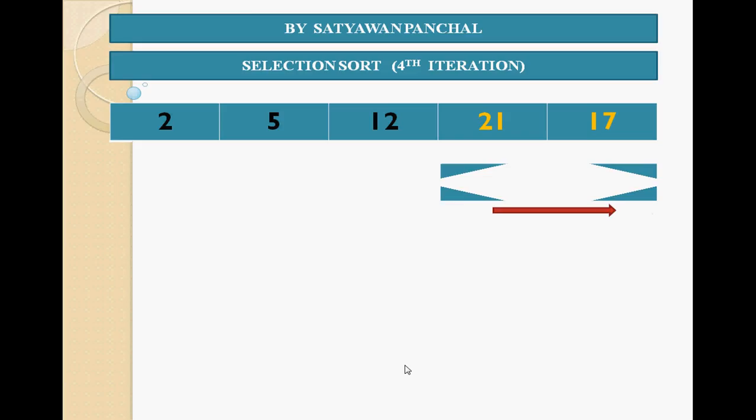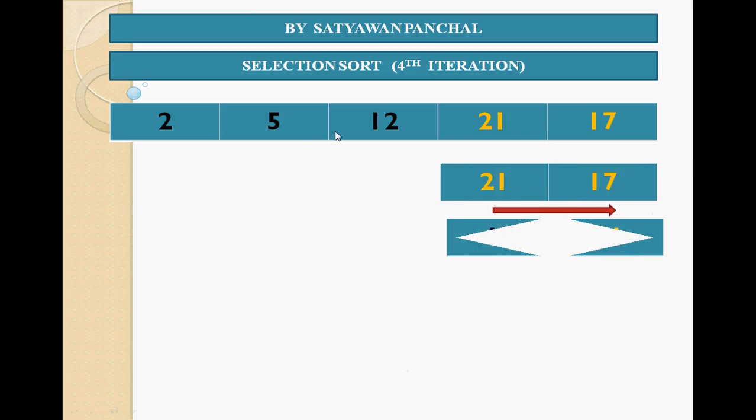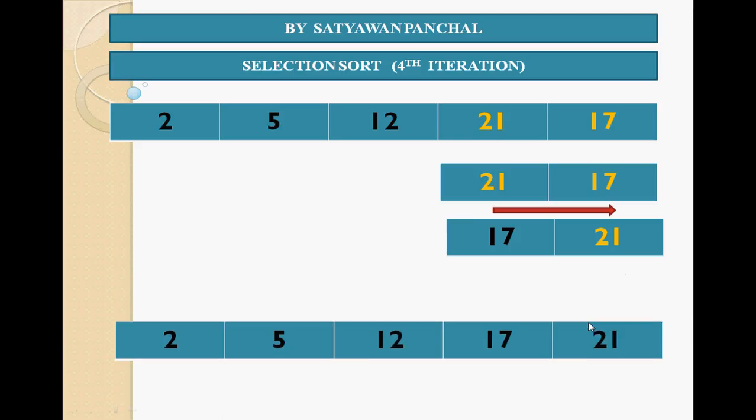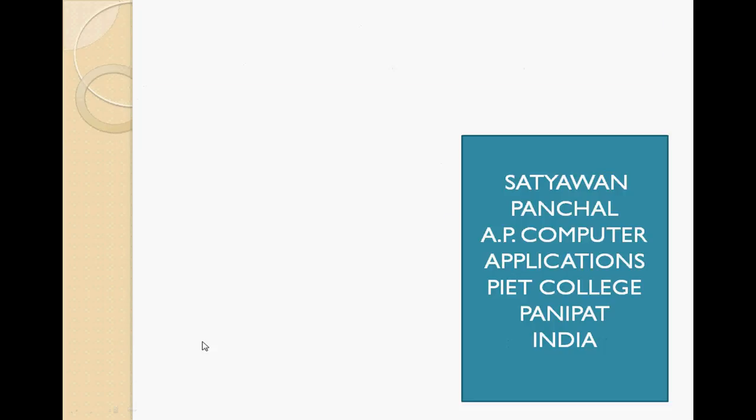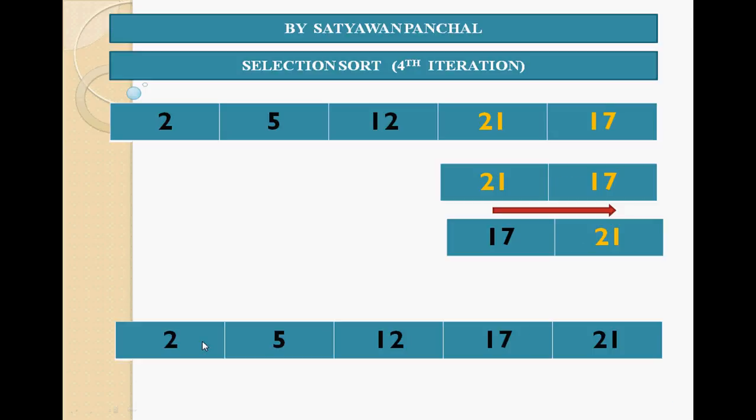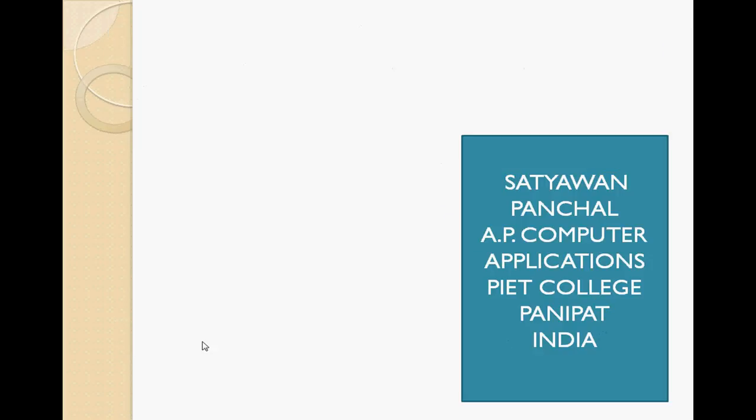Now in the last iteration I will be having elements this way. 2, 5, 12 are already sorted, so 21 and 17 are left. 21 is compared with 17. 17 is lesser, so they will be swapped, and at last one element is left, so it is at its original position. All the elements are now at their proper position, and this is what selection sort is. So in this we have taken all the steps. If I show you, at the 4th iteration I am done with the selection sort.